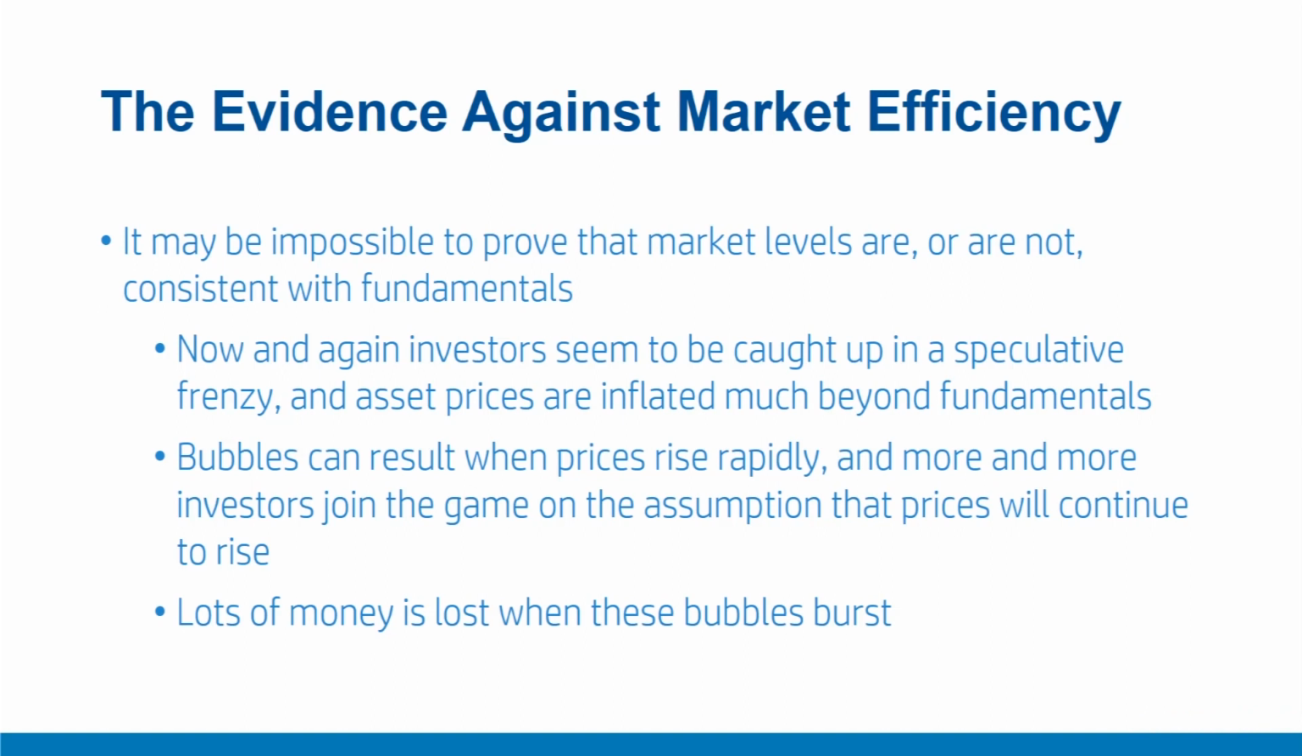Bubbles can result when prices rise rapidly and more investors join the game on the assumption that prices will continue to rise. These bubbles can be self-sustaining for a while. It can be rational to jump on the bandwagon as long as you are sure that there will be greater fools that you can sell out to. But remember that lots of money will be lost, perhaps by you, when the bubbles burst. For example, the dot-com bubble of 2000 and the Japanese stock market bubble from the 1990s. To summarize, in this video we discussed that efficient market theory is a reasonably good description of market reality.